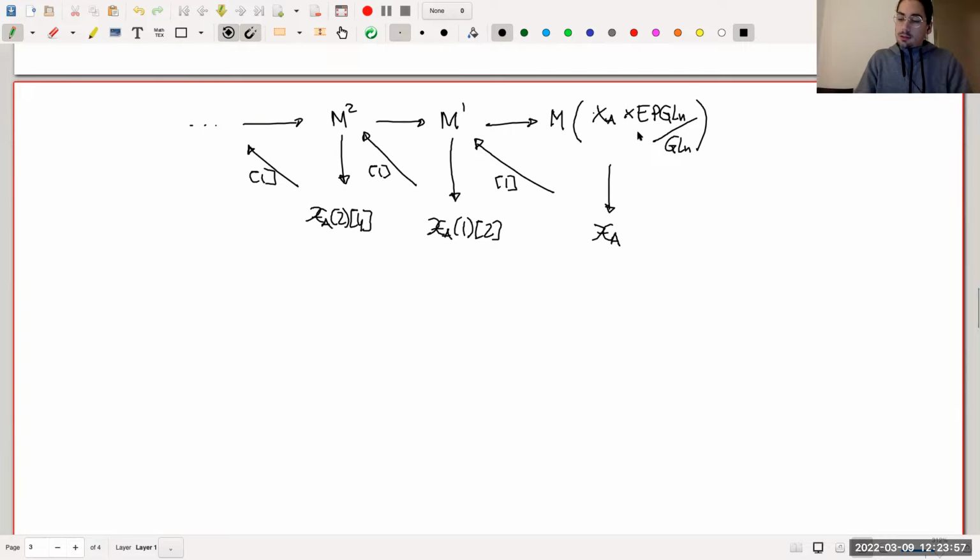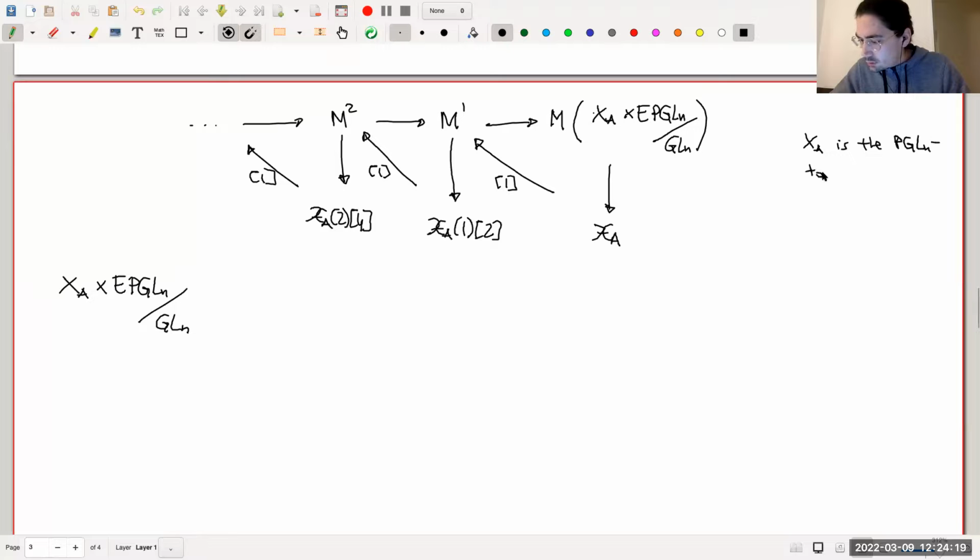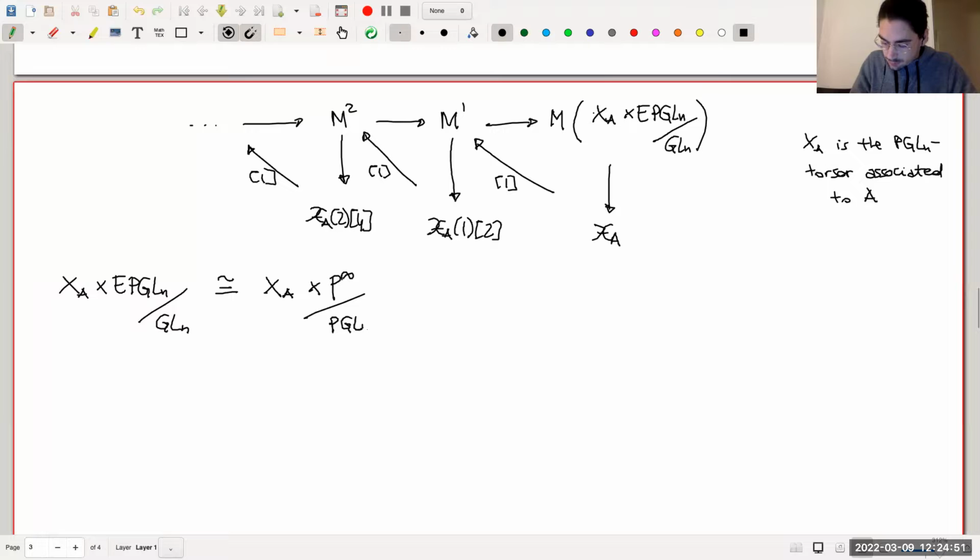Now, what I want to notice is that this total space is actually X_A, the PGLN torsor associated to A, so it's a form of PGLN, mod GLN, which is acting diagonally. Now this is isomorphic to X_A times P infinity, so infinite dimensional projective space, mod PGLN. So as soon as A splits, this becomes just P infinity. So this is a form of P infinity.